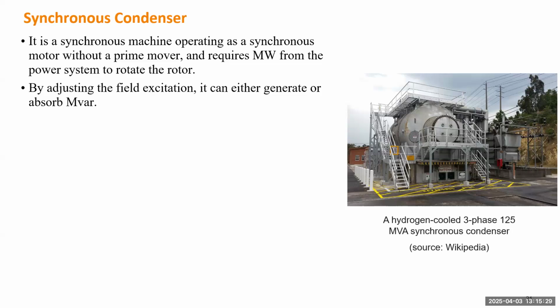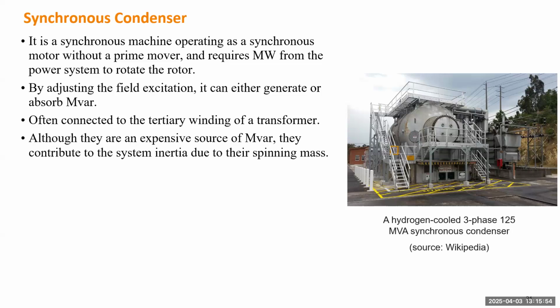It can provide inertia to the system, and it still has the excitation system we have discussed in this section that can provide voltage regulation. It can have an AVR, automatic voltage regulator. It can be connected to a tertiary winding of a transformer, which means they may not be required all the time, but if needed, they will just, through that tertiary winding, inject or consume VARs.